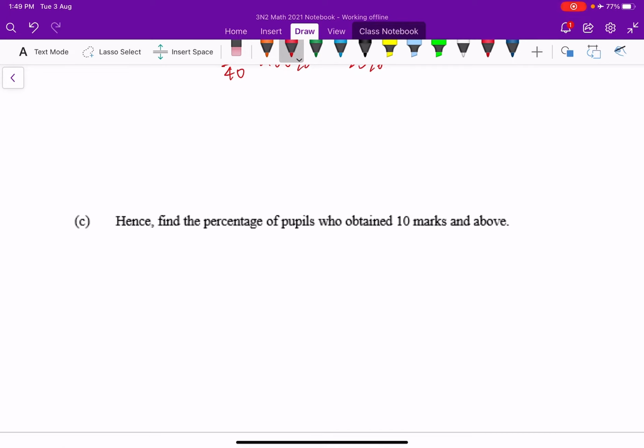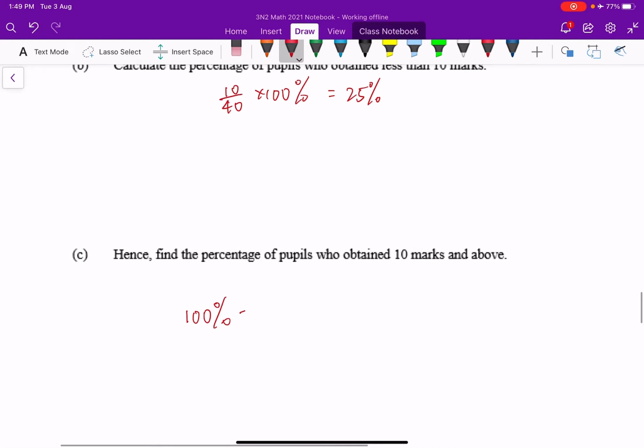So therefore, hence, find the percentage of people who obtain 10 marks and above. So I have 100% minus what I have in the previous part, 75%. Now, because of the word hence, I must make use of the answer that I got in the previous part.